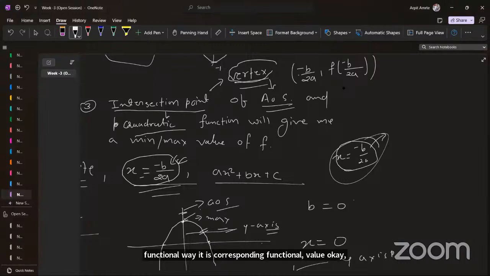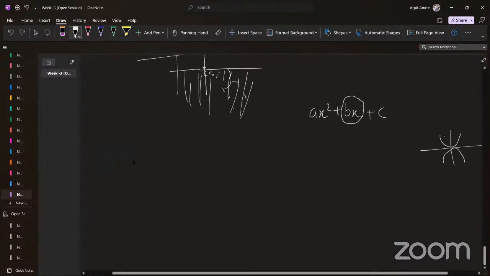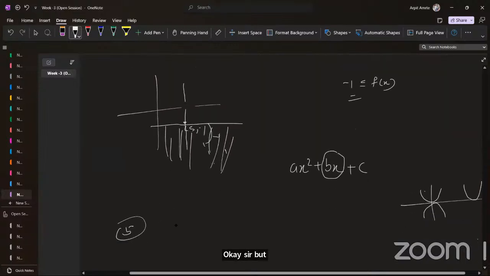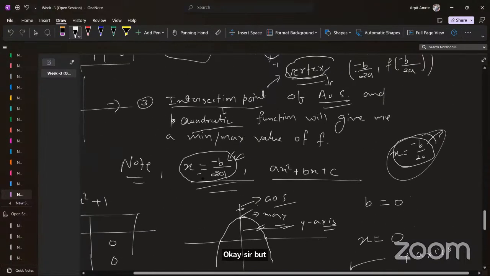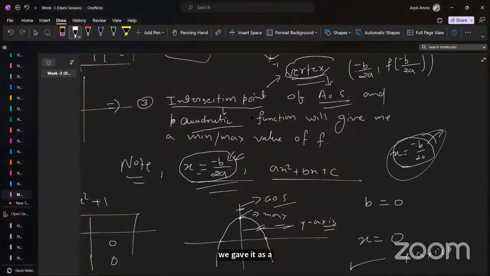Easy? Yes, sir. Tricky, sir, but yeah, I got it. Got it now? What is your vertex? Your vertex is nothing but that intersection point of the quadratic function. Because this thing is important, we gave it one name. We assign a name for that.